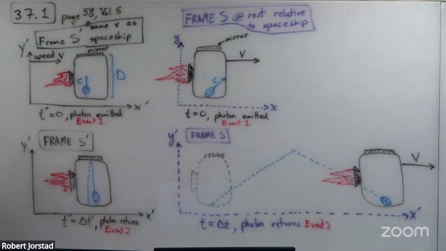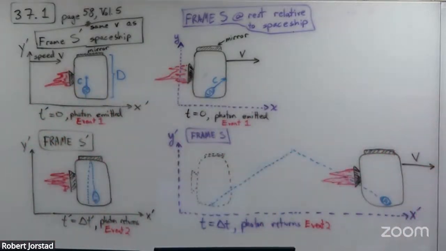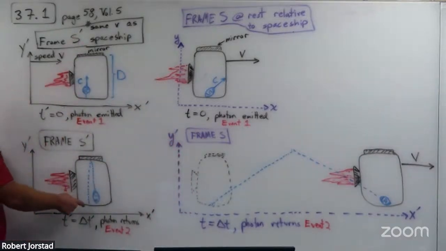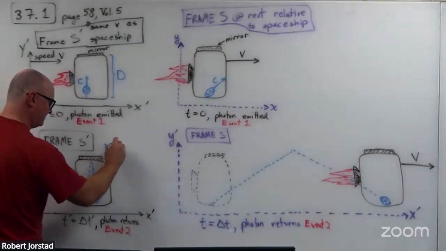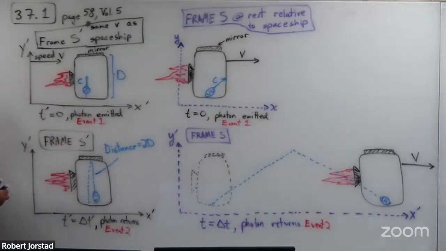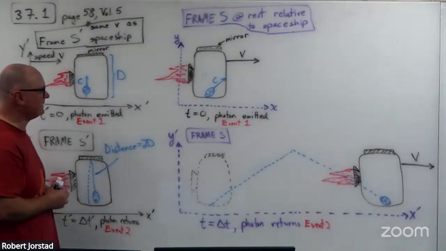Great. So let's read the question now. It says the photon travels distance 2d in frame S prime. In frame S prime, this thing just goes up and back, where d is the distance between the bottom and the top. If you're curious, this is sometimes called a light clock, where the photons are bouncing. You put a mirror on the bottom. They call these light clocks.